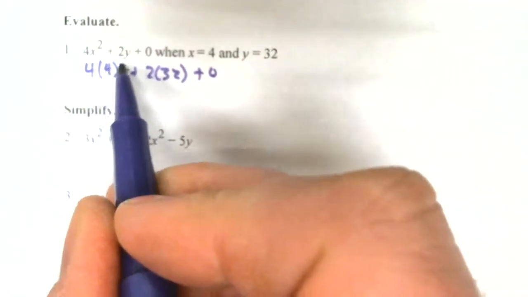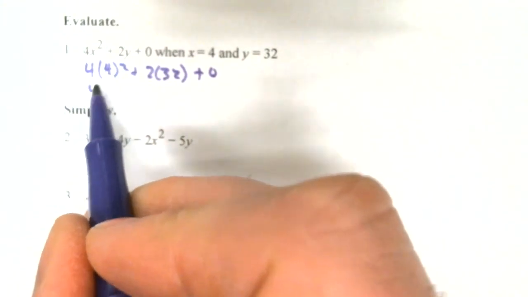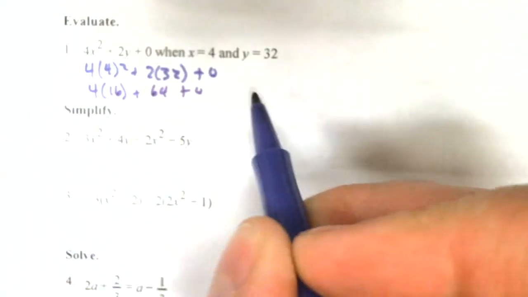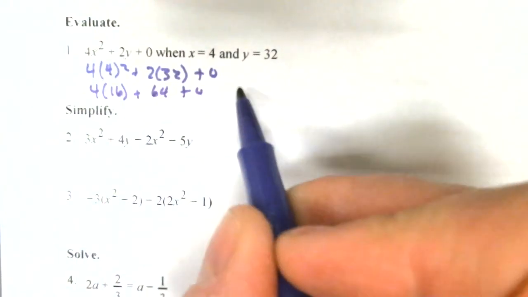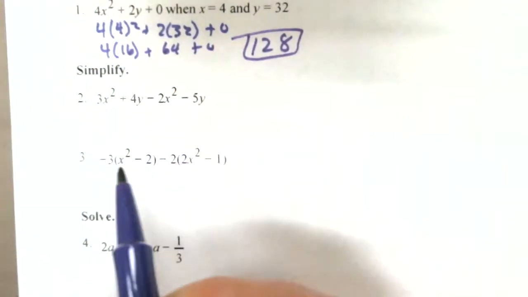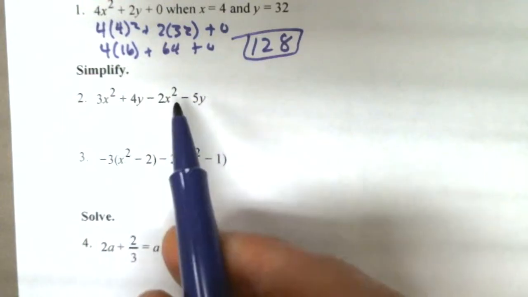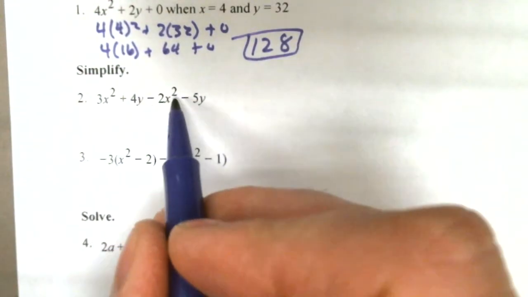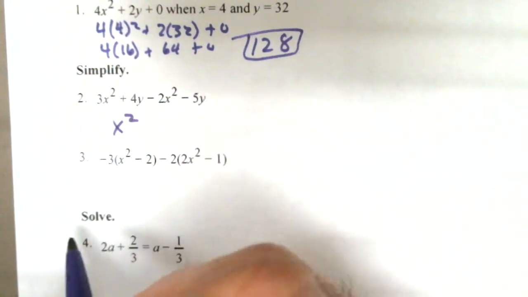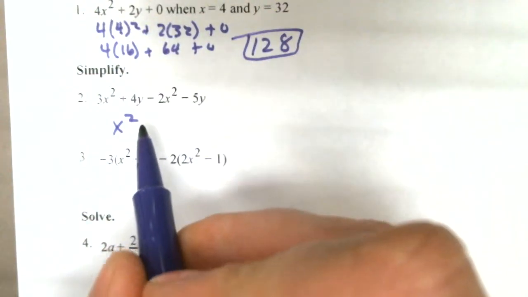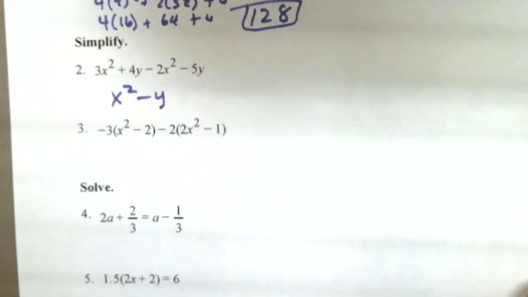And we're going to do the exponent first, so I get 4 times 16 plus 64 plus 0, and simplifying that I get 128. Question number 2. We're going to be putting some like terms together, and I get 3x squared minus 2x squared gives me 1x squared. We don't need to write the 1. And 4y minus 5y gives me negative y.